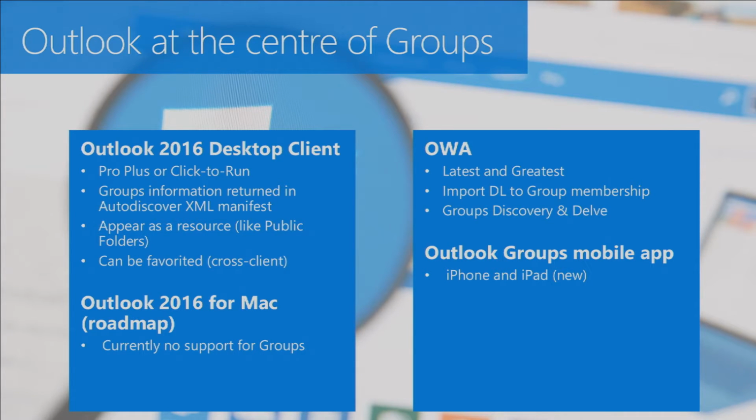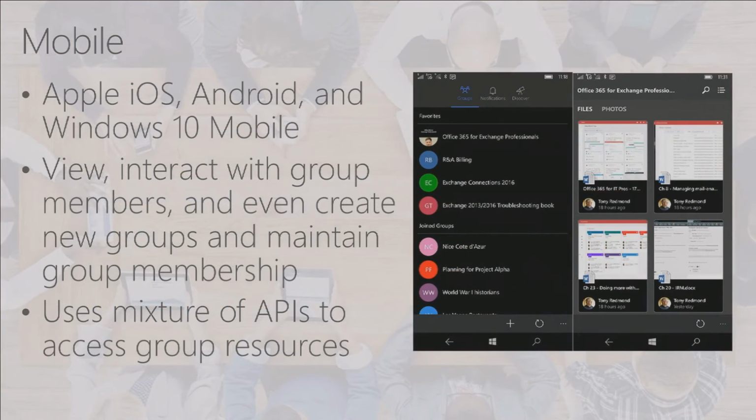Now, the Outlook app, or the Outlook groups that you'll find on your different mobile devices, Apple iOS, Android, Windows 10 mobile, I'm going to have to say that it's my favorite experience for your conversations. It flows very nicely, but on top of that, right from the palm of your hands, you can view, interact with the groups, maintain the membership, and access what you need to do.